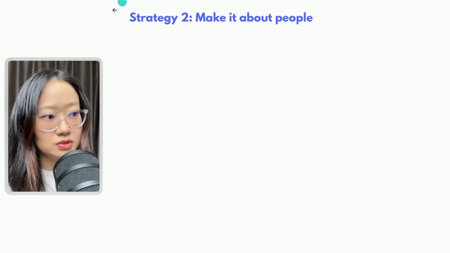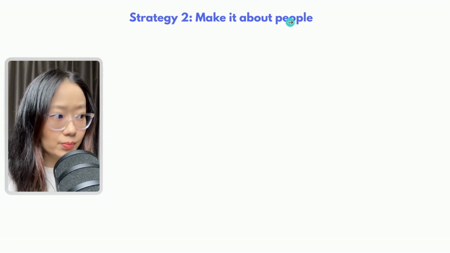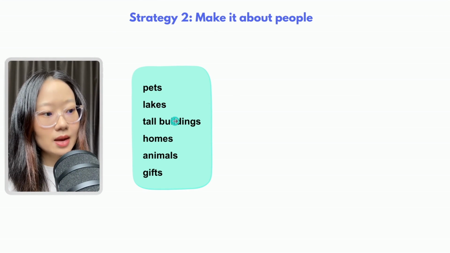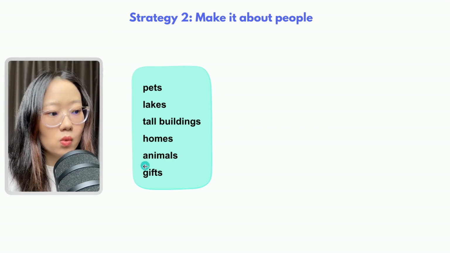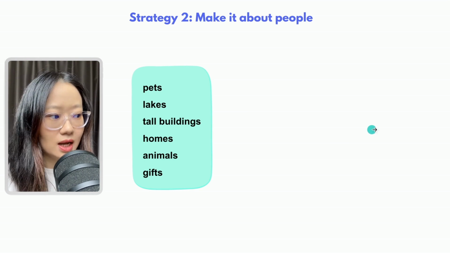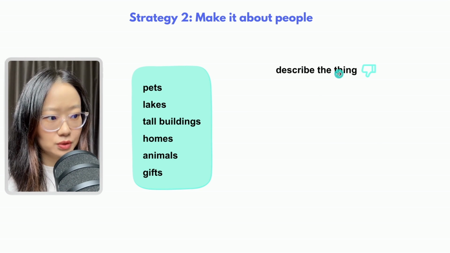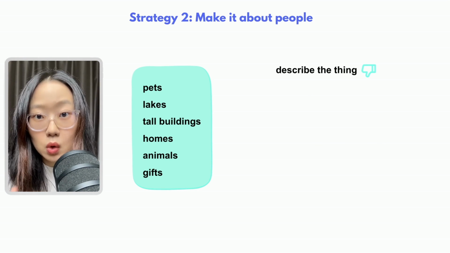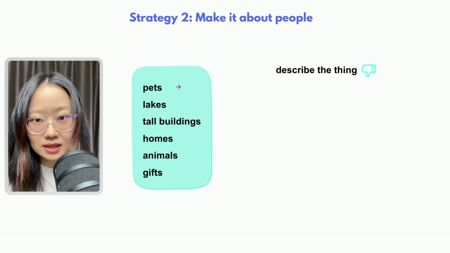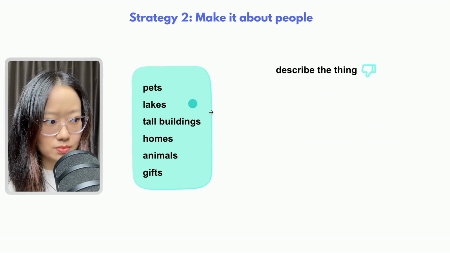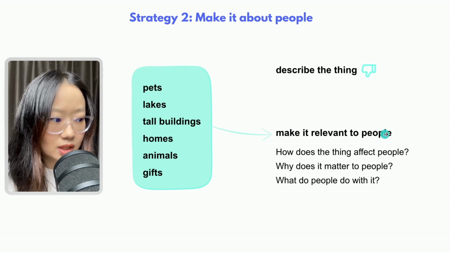Now, let's move on to strategy 2. Make it about people. Some questions are about pets, lakes, tall buildings, homes, animals, or gifts. For this type of question, if we only focus on describing the thing in the question, like describing a pet, it will be very difficult to give a long answer unless we know a lot of pet-related vocabulary. So the solution is to make our answer relevant to people.